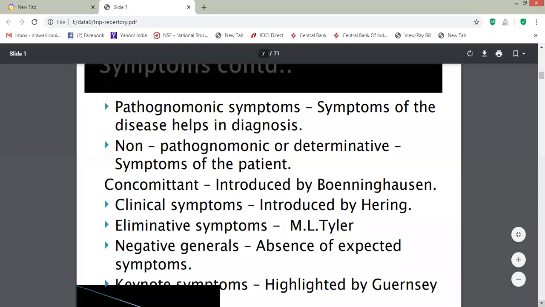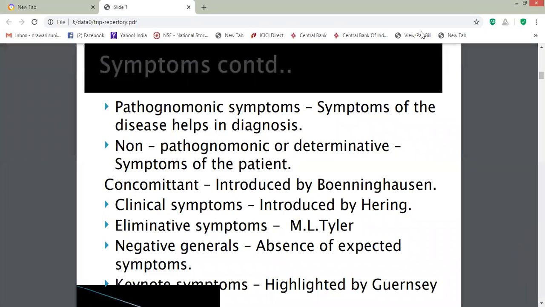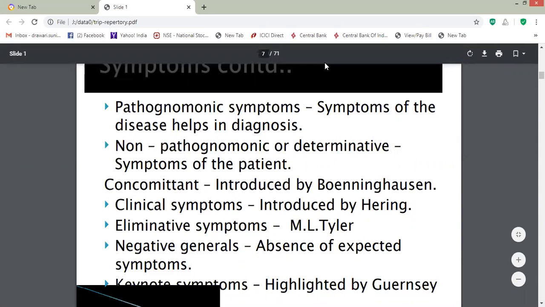Then pathognomic symptom. What is pathognomic symptom? It is nothing but the symptoms of the disease that help in diagnosis. So these are also important symptoms, especially in advanced pathological conditions, because according to the diagnosis, according to the clinical condition, we have to choose that clinical rubric and find out the most indicated group of remedies for that clinical condition or for that diagnostic condition.